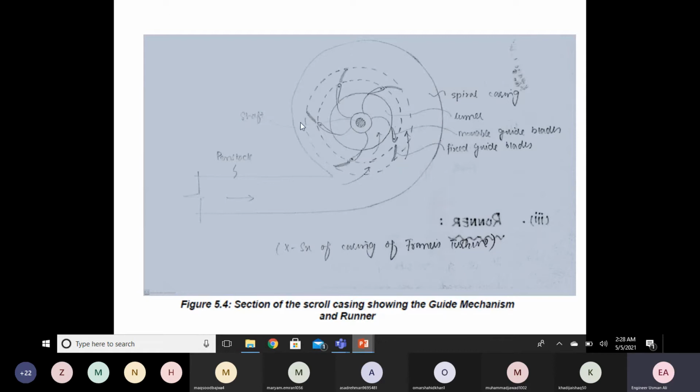The outside dotted line and this one, this is called the annular space, ANNULAR. Annular means ring like, RING. So ये जो outer space है, ring like space है, annular space इसको हम कहते हैं. This is annular space and it is having the fixed guide blades. You can see these are the fixed guide blades and they are fixed in position, they cannot move. So what they do, they guide water to move towards the movable guide blades.